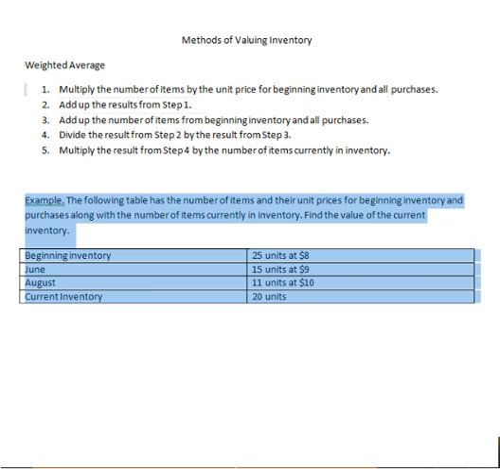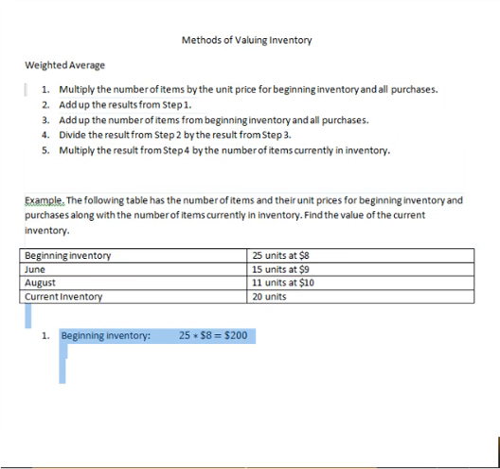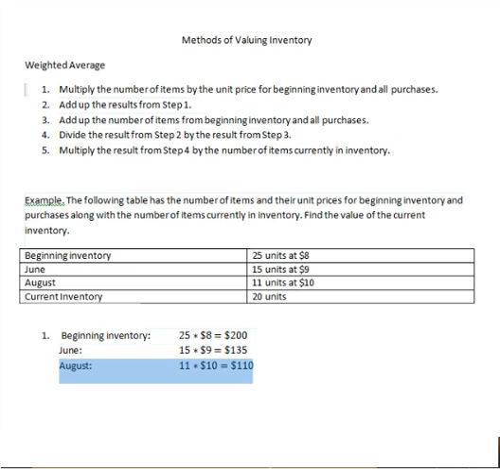So if we follow through our steps, we're first going to multiply the number of items by the unit price. So beginning inventory, we take 25 units times $8 to get $200. And then in June, 15 times $9, $135. And in August, 11 times $10, you get $110. Right, so now we need to add up all three of those results. So 200 plus 135 plus 110 equals 445.